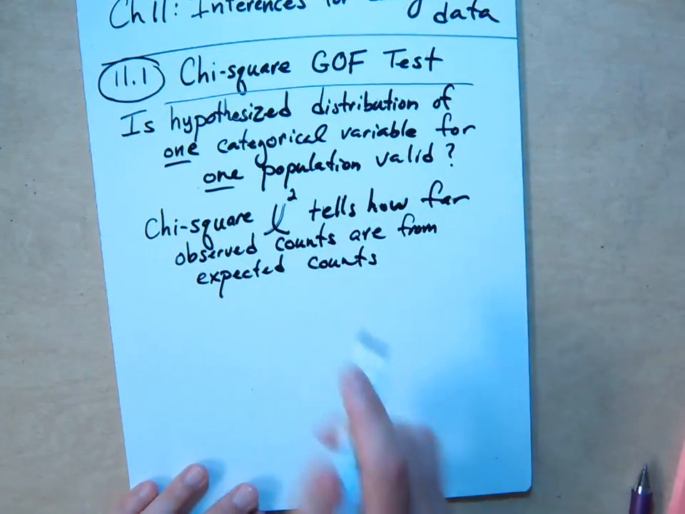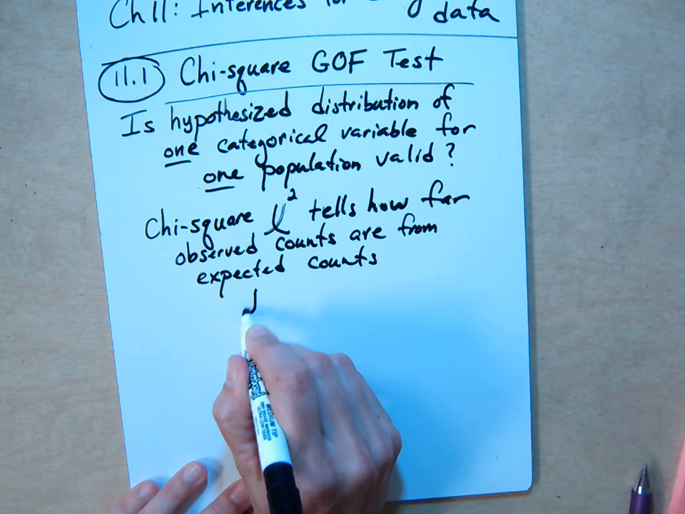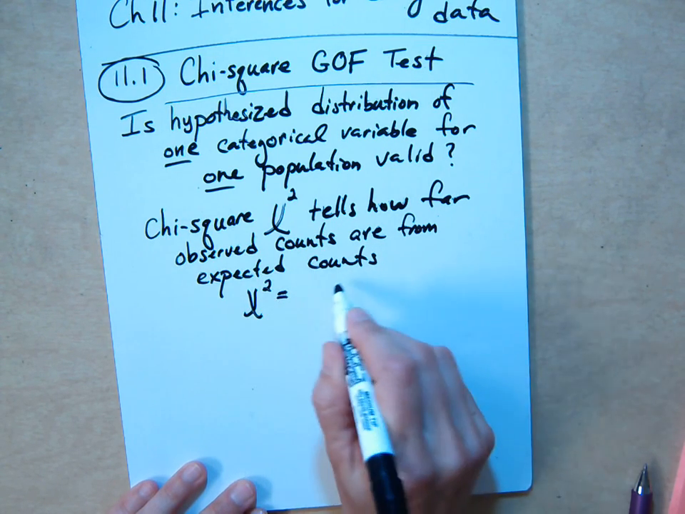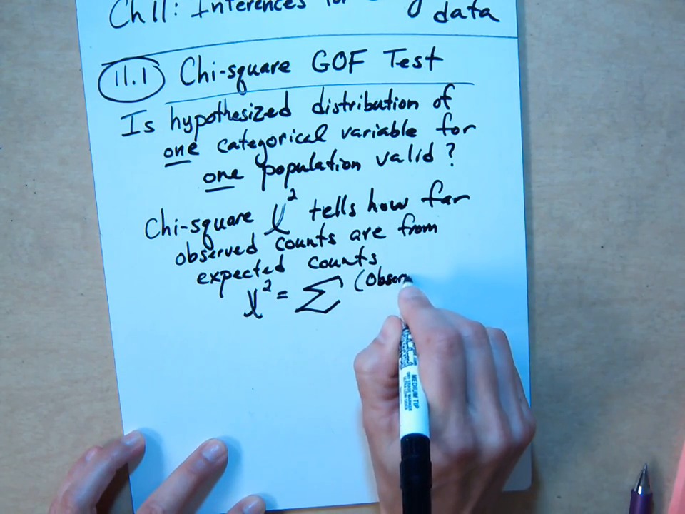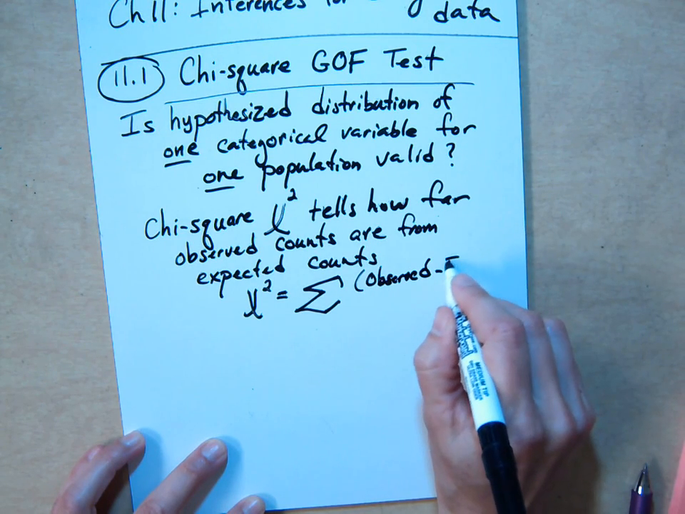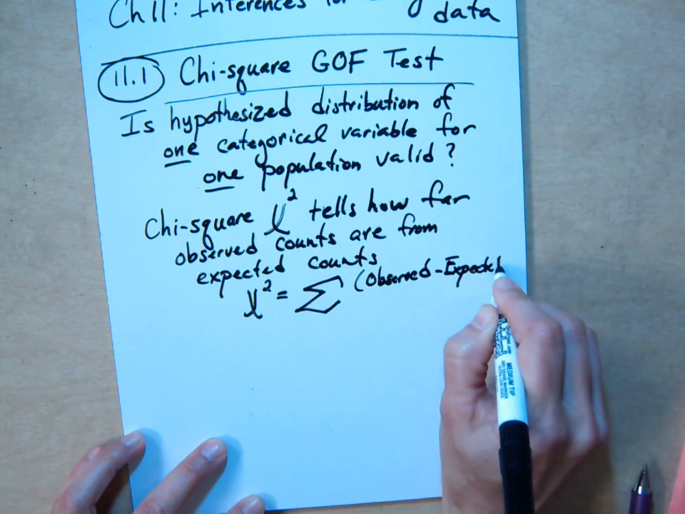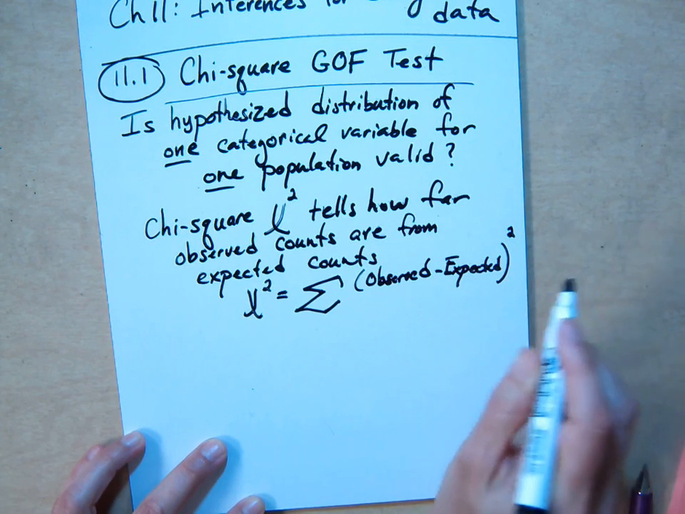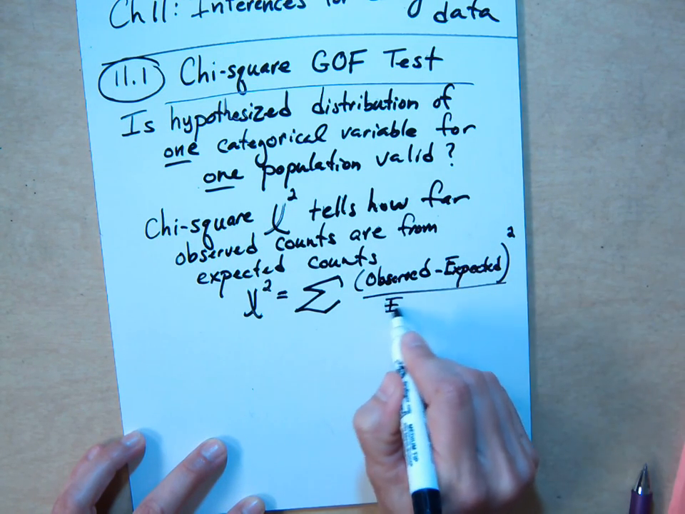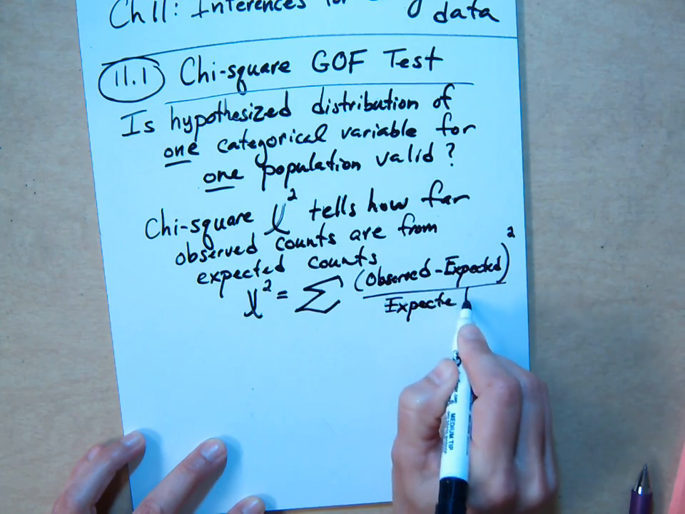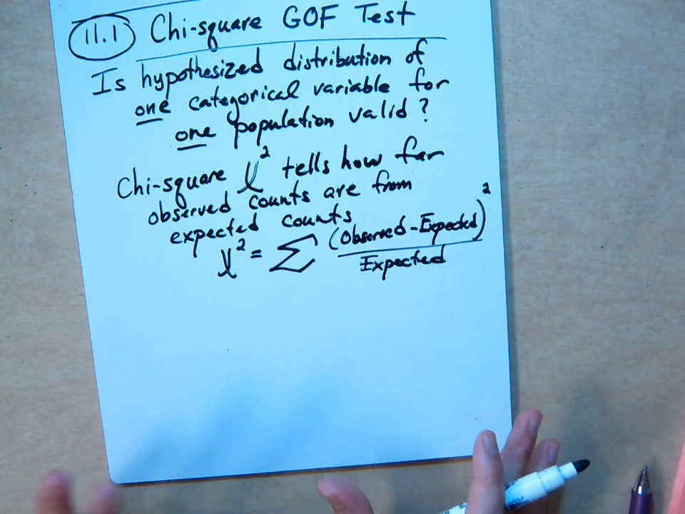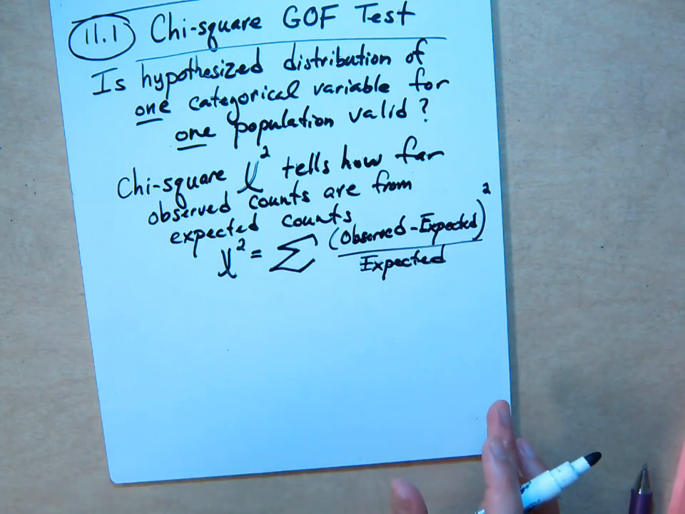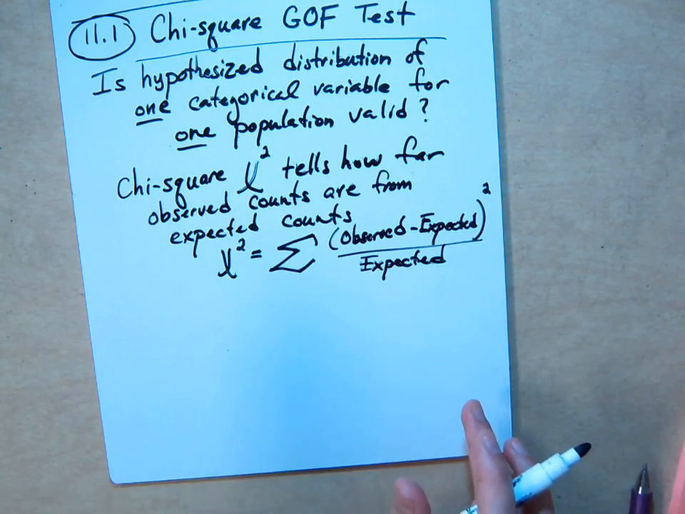The formula is given to you in your formula card, and it is this. Chi-squared equals the sum of all of the observed minus expected squared, over expected. Okay, so you get chi-squared, and then using chi-squared and the degrees of freedom and your calculator, you can find the p-value and determine whether to reject H0 or not.